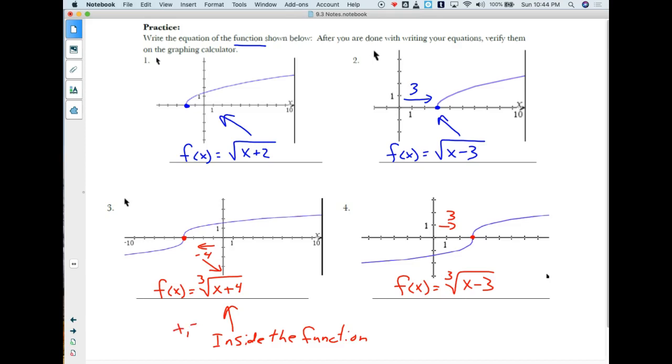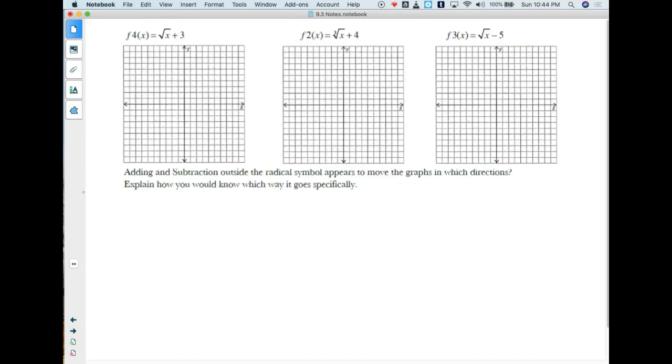Adding or subtracting inside the function moves it opposite the sign, left and right. Okay? Now when I come here, notice this 3. That 3 is not inside. That is going to change my y. It's not affecting my x, it's changing my y value in there.